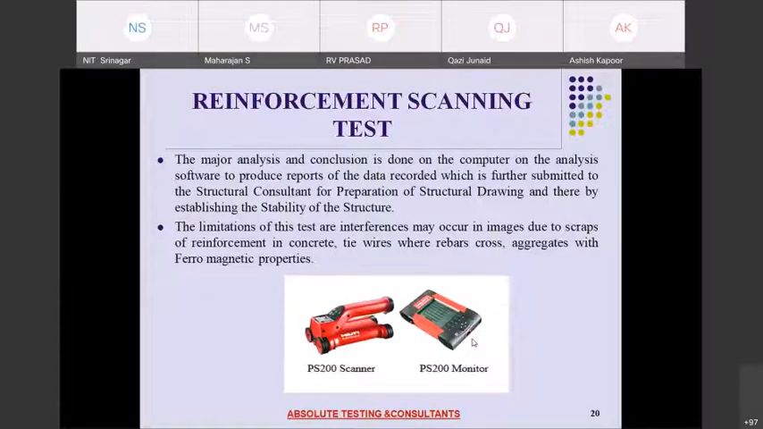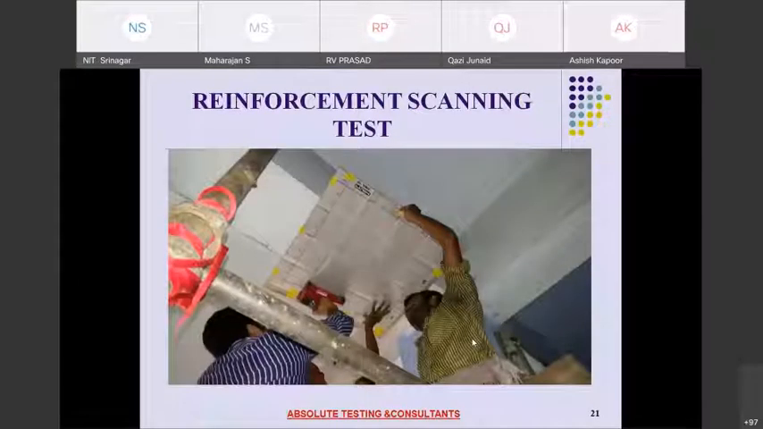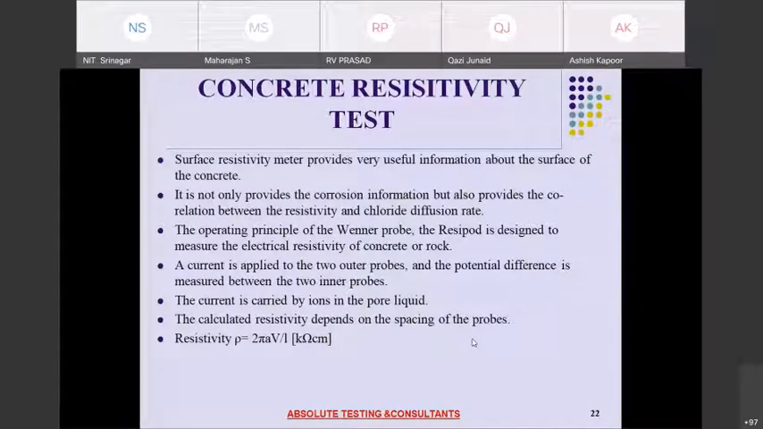So this is the scanner, and this is the PS200 monitor. You can see this is how this 600 by 600 mm sheet is scanned. It will be scanned in a way that 4 times on the x-axis and then 4 times on the y-axis. Then the complete image is obtained by scanning in this method. Here you can see we are scanning the beam from the bottom, so that we get the bottom reinforcement. Then coming to the concrete resistivity test, this is also one of the most important tests.